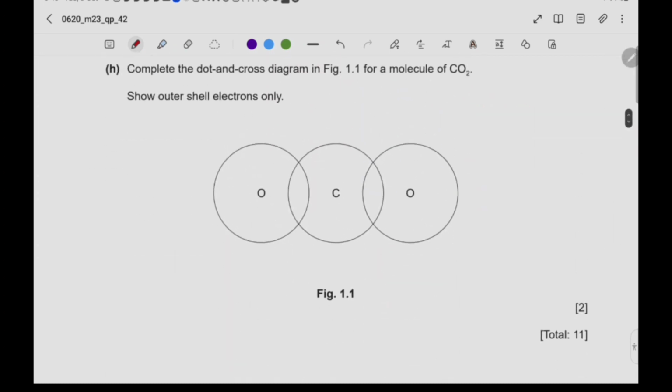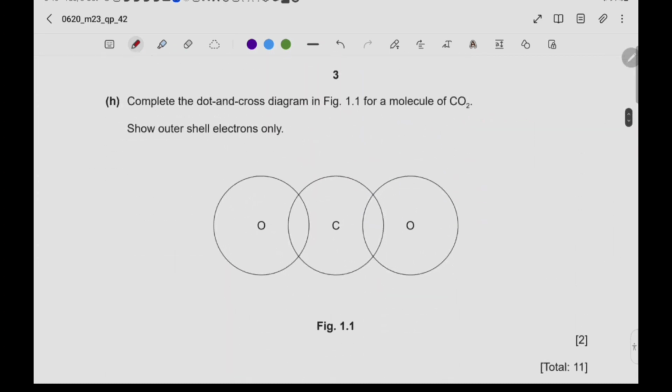Okay, let's see the next question. This is a dot cross diagram. Students tend to get very confused. They don't know how to do the dot cross diagram.